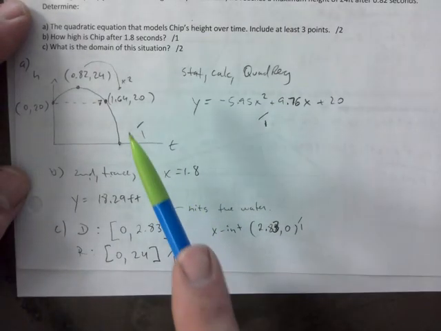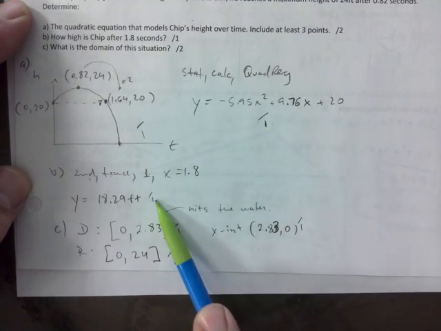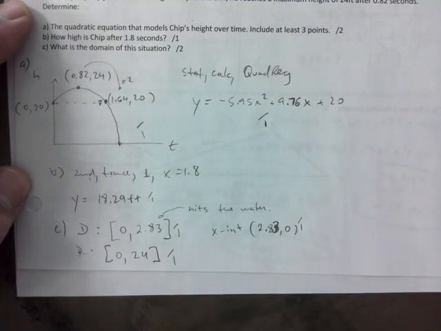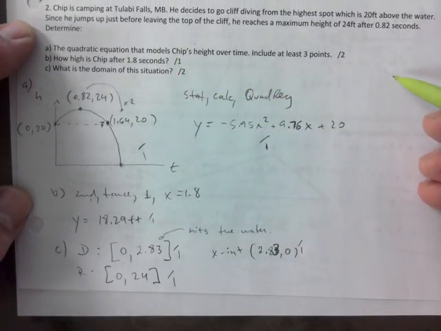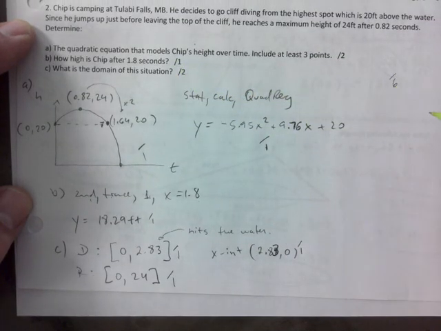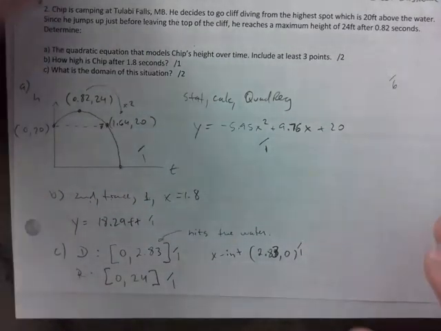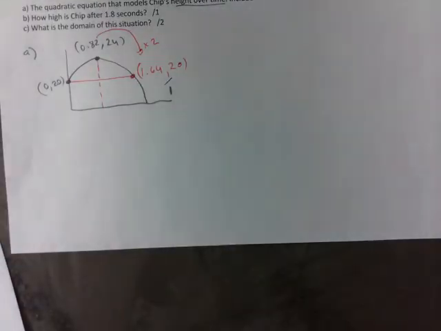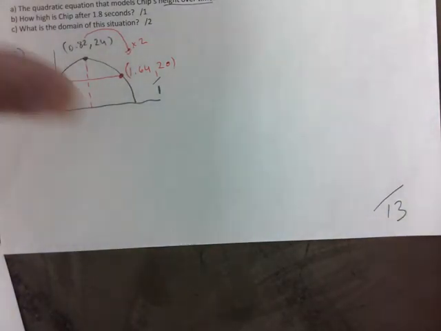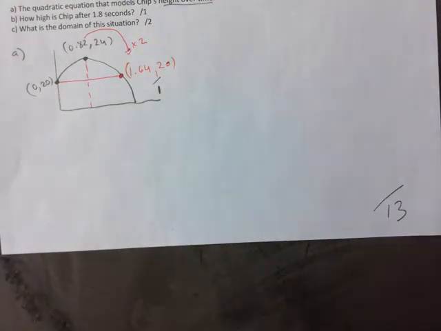So let's do this again. 1, 2, 3, 4, 5, 6. So 6 in all for question 2. So we've got 7 and 6, 13 for this page. Okay, so you want to put at the bottom here, it's out of 13, and then start adding it up.